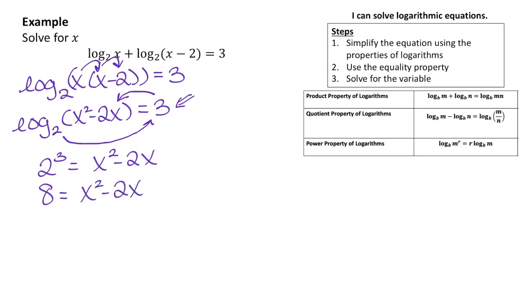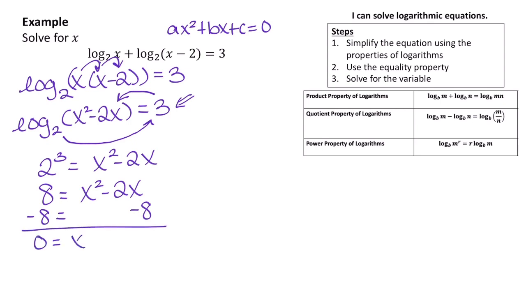Well, now we have a quadratic equation, right? Remember that for quadratic equations, we need to write them in the form ax squared plus bx plus c equals 0 in order to solve. So I'm going to subtract 8 from both sides so that I have my equation set equal to 0. This gives me 0 equals x squared minus 2x minus 8. Remember, this is my value of a, this is my value of b, this is my value of c.